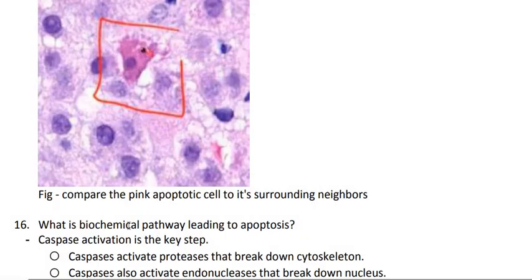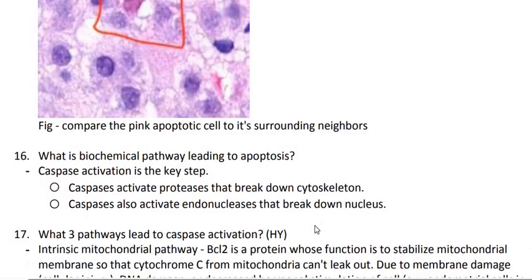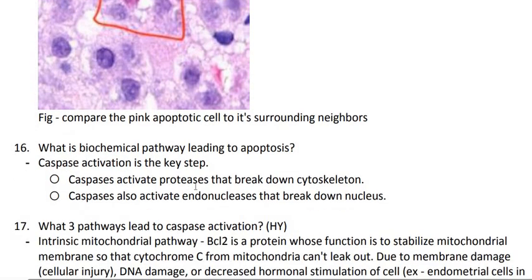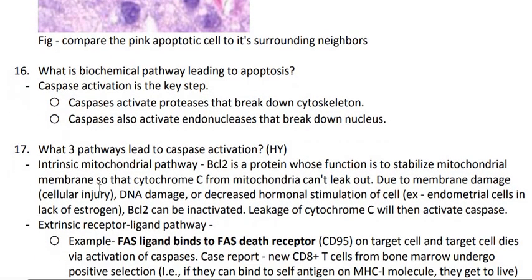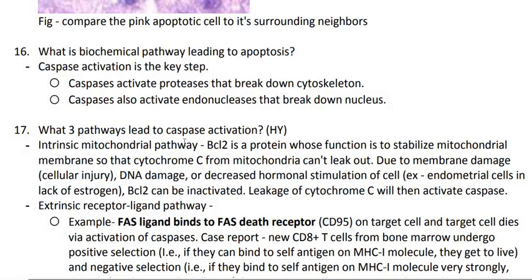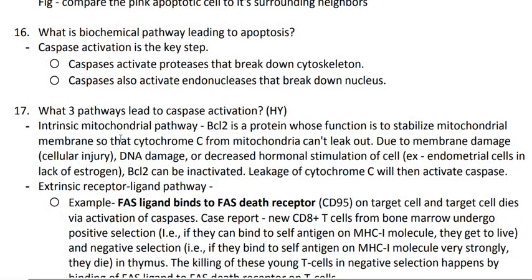What is the biochemical pathway leading to apoptosis? Caspase activation is the key step. Caspases act on proteins to break down the cytoskeleton, and also act in the nucleus to break down the nucleus. Three pathways lead to caspase activation: the intrinsic pathway, the extrinsic pathway, and the cytotoxic pathway.